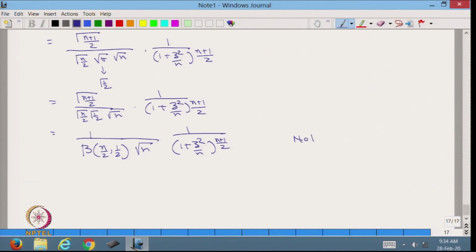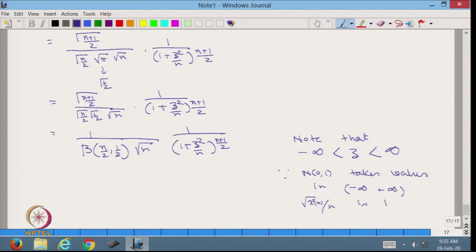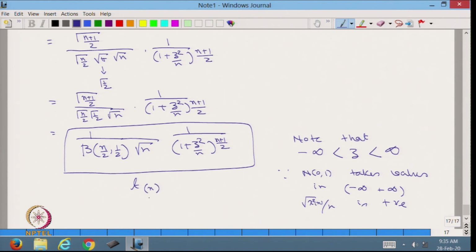Note that minus infinity less than z less than infinity, because normal 0,1 takes values in minus infinity to plus infinity and root over chi-square n by n is positive. So, that is the density function for T with n degrees of freedom.